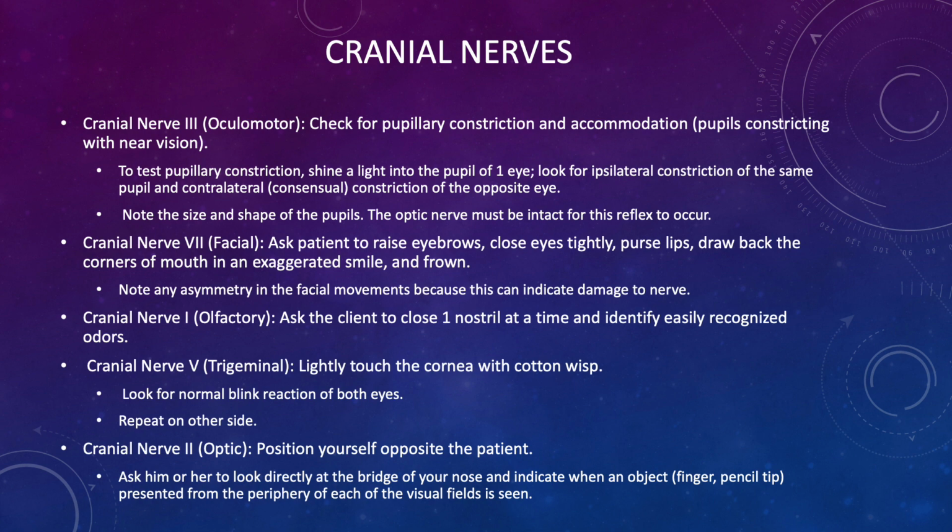Cranial nerve 1 is olfactory, which is sense of smell. So you want to close one nostril, identify an easily recognizable odor like coffee or something citric. Cranial nerve 5 is, of course, trigeminal. So lightly touch the cornea with a cotton wisp. Yes, I said lightly touch the cornea with a cotton wisp.